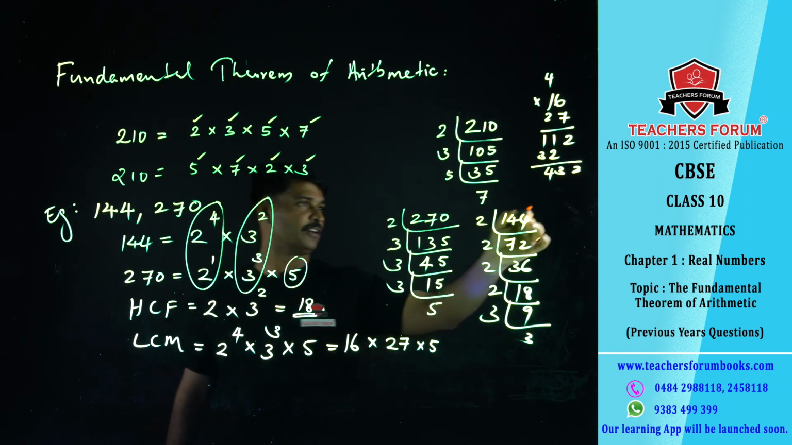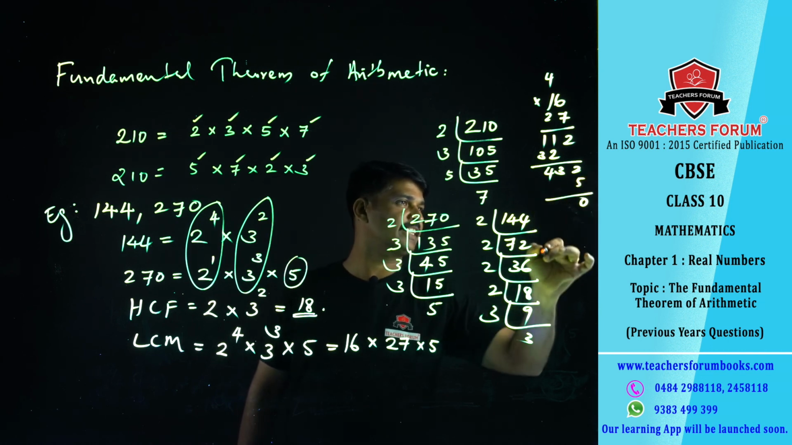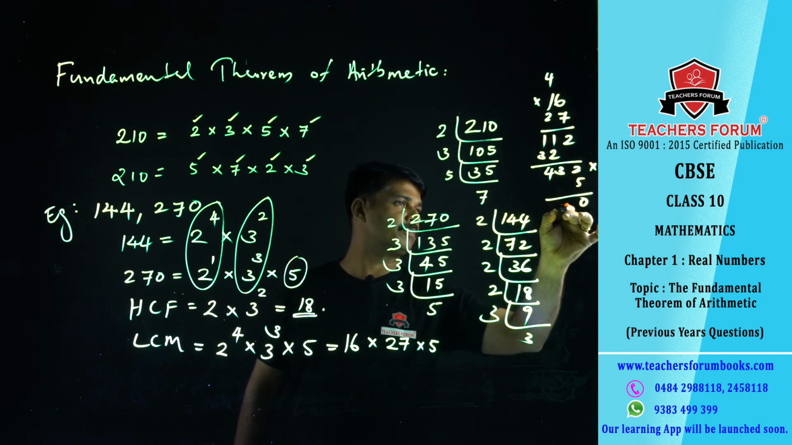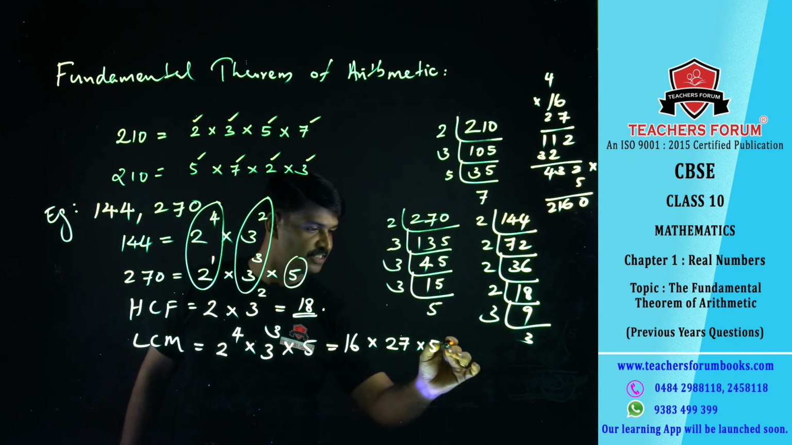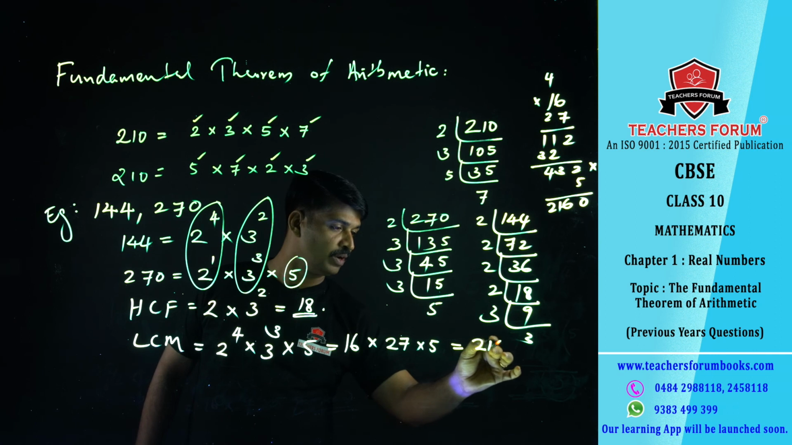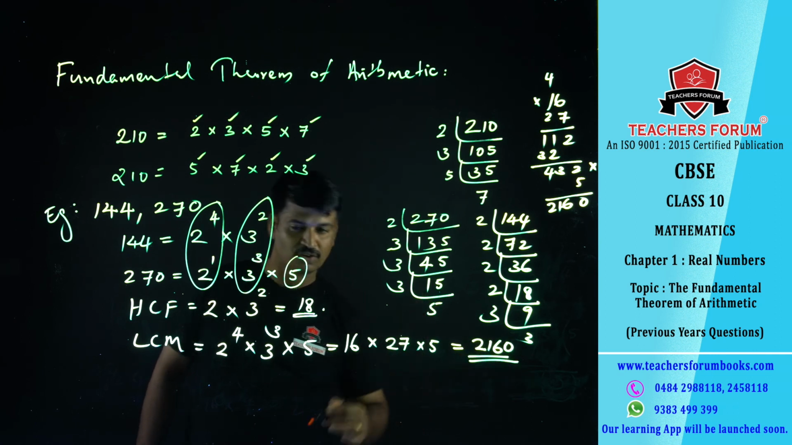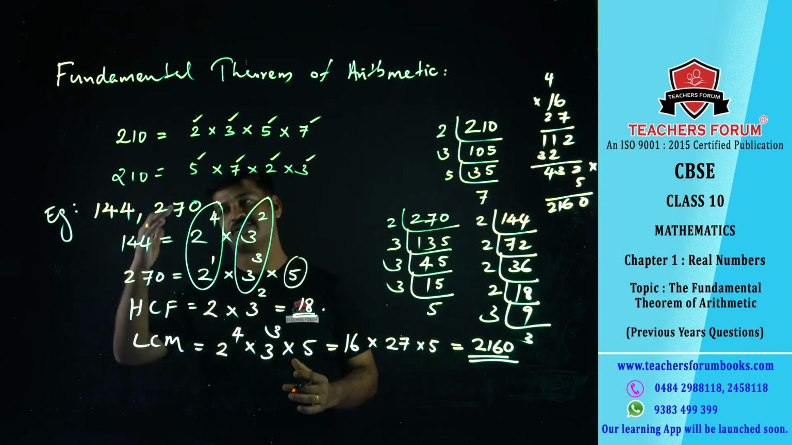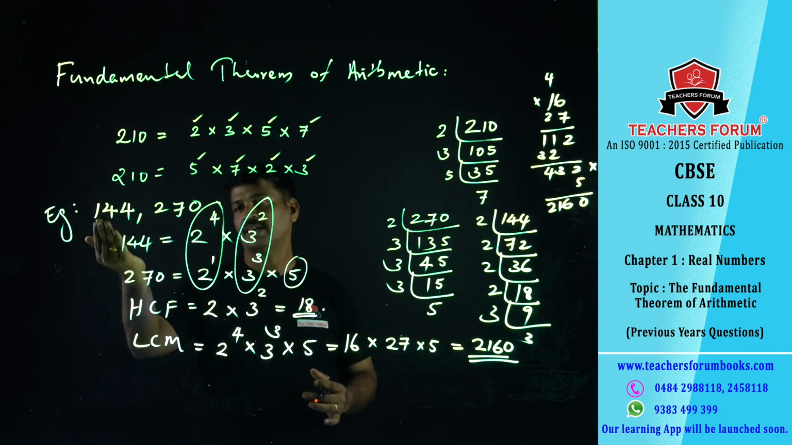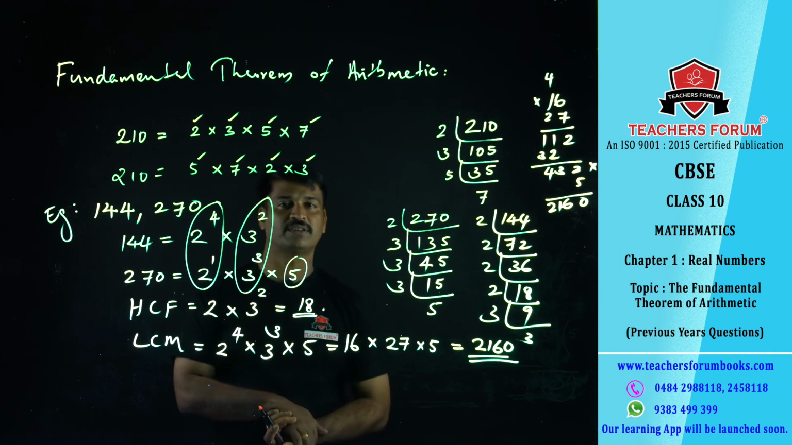432. Into 5. 5 2s are 10. 15 plus 1, 16. 20 plus 1, 21. So here the LCM is 2160. So using fundamental theorem of arithmetic, you can find out HCF and LCM of any two given positive numbers.